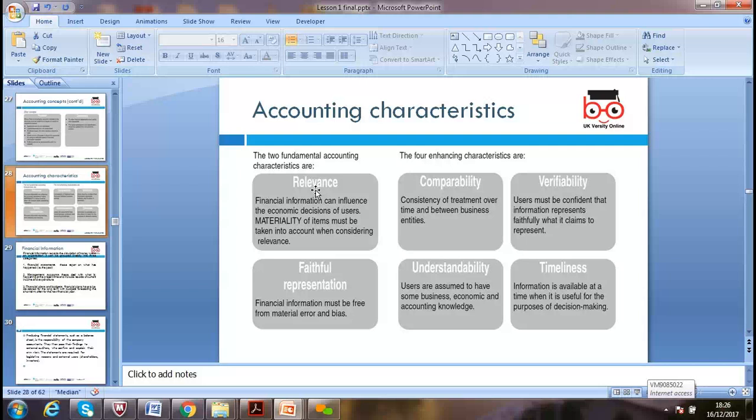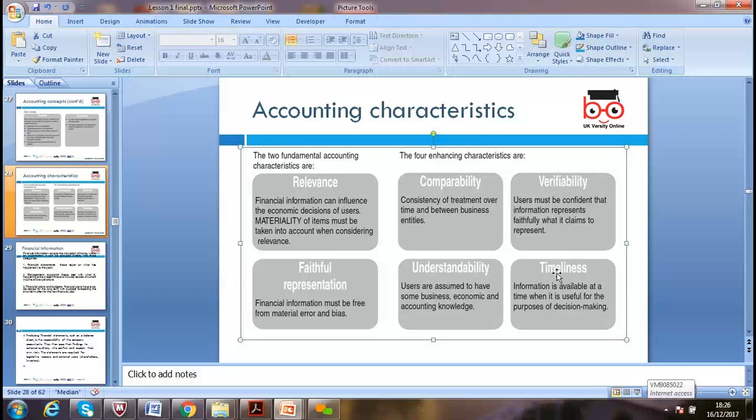Figures need to be understood. We should not make complicated things that people can't understand. So if we are using any standard, we need to clearly indicate how much profit we have, and the timeline in months. So these are the characteristics of accounting.